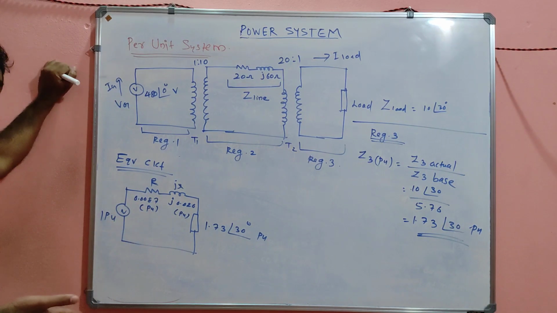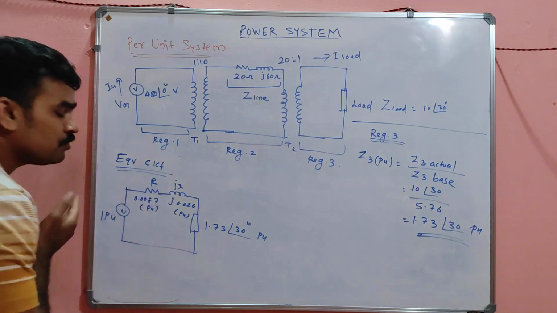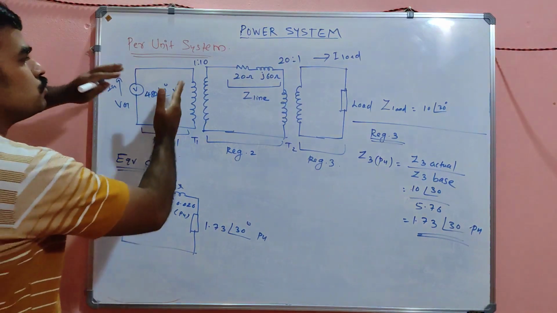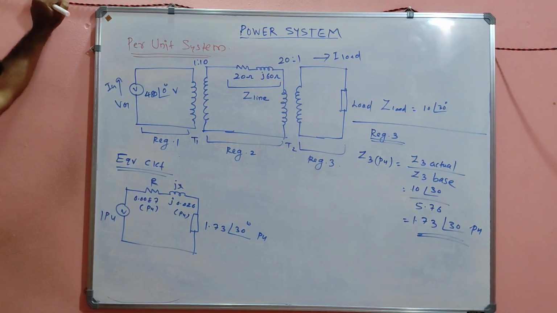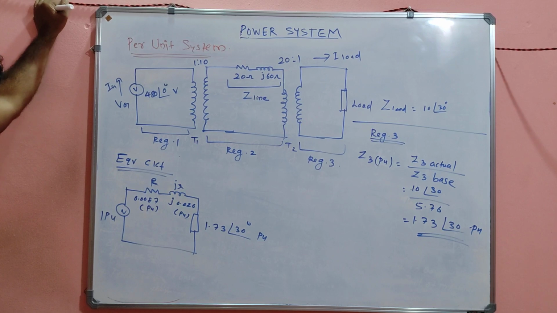See the beauty of the transformation. Are there any transformers? No. The transformers can be completely eliminated in the single line diagram, my dear. I mean the per unit representation. There are no transformers at all.